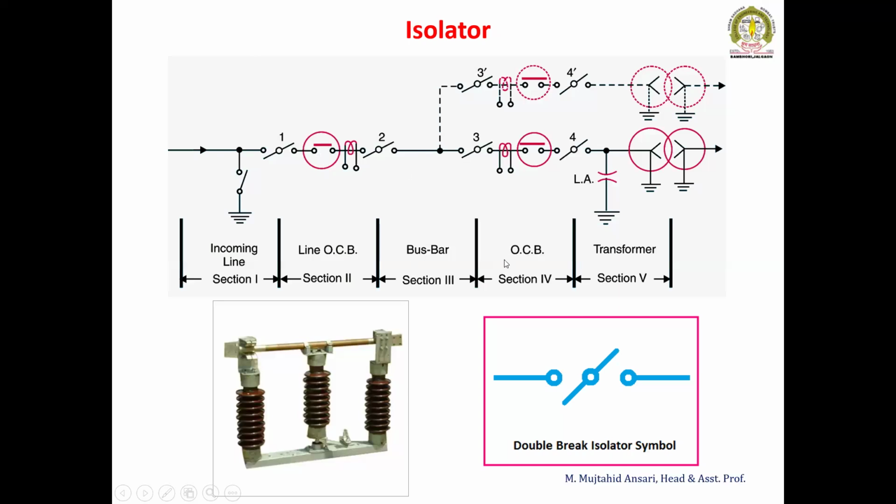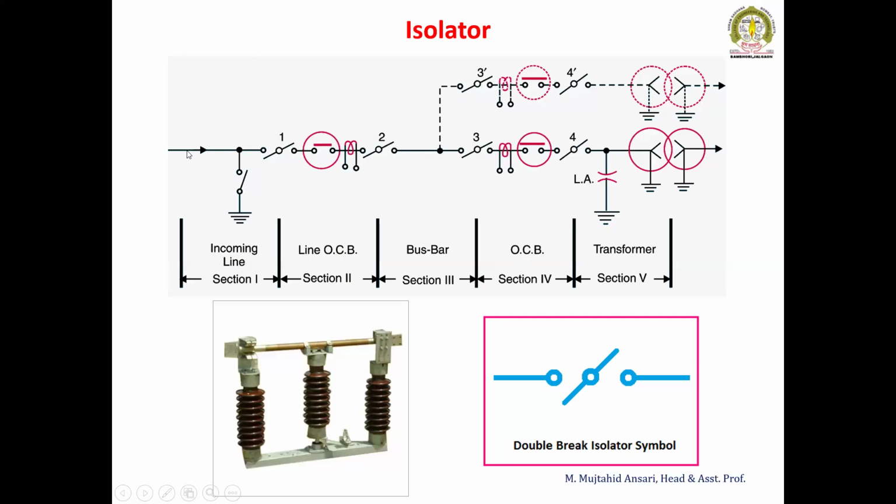This is the bus bar section. This again is an oil circuit breaker. Transformers are there. This is a star transformer. It may be a star-delta transformer. Again, there is a lightning arrestor. The lightning arrestor here is going to protect the transformer.